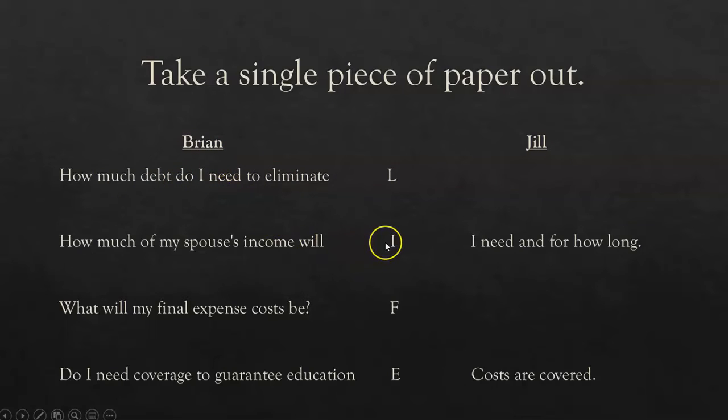As far as the income goes, how much of my spouse's income will I need and for how long? Well, Jill is a full-time employee outside of the house, so I'm going to look at her income and I'm going to put it underneath my name on how long I would need her income. So let's say her income is $80,000 a year, and I felt that I needed that for at least 5 years. That's what I'm going to put there so that we can build that in.